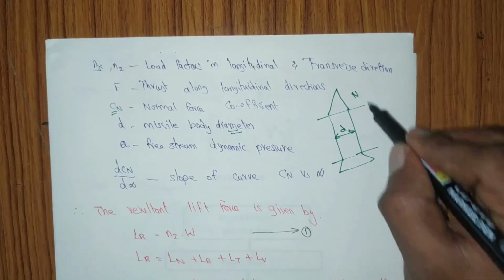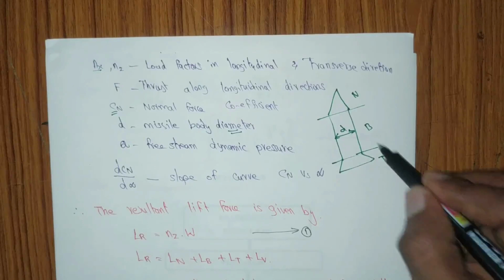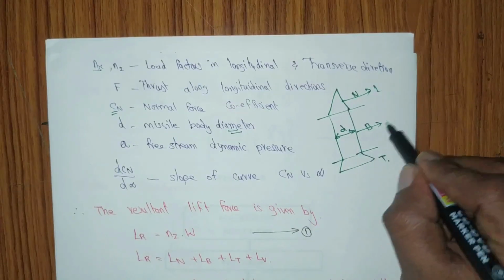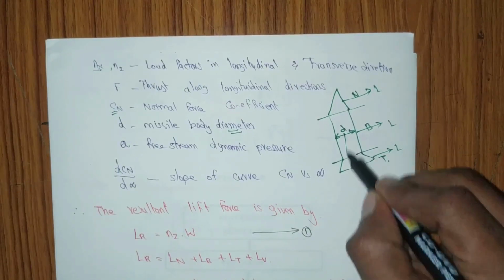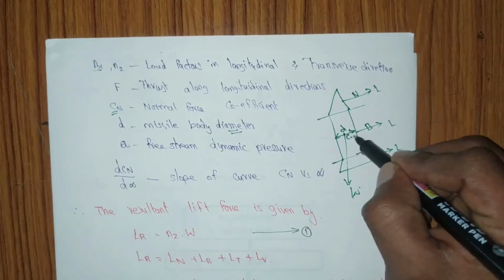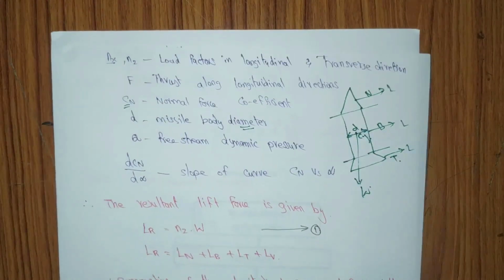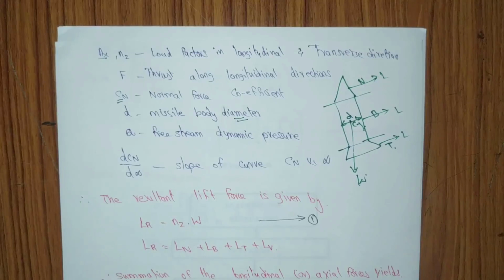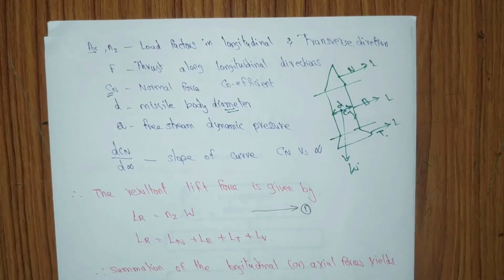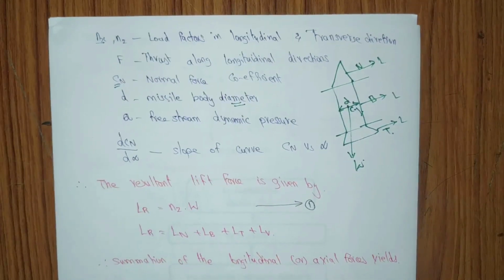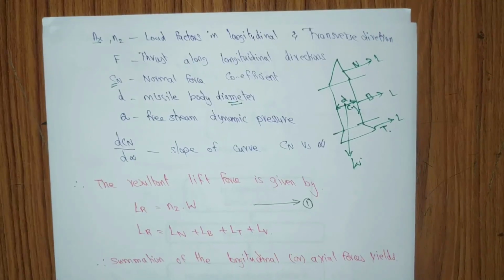This is a nose portion, this is a body, this is a tail. So each one will have a lift, it will produce a lift. Based on the CG, we have W. Just consider, whenever you are solving the problem or deriving, you have to include all the factors which influence the flight or the real case.